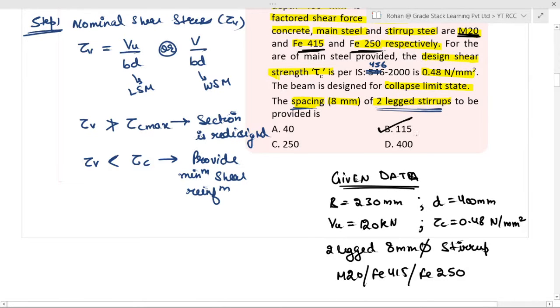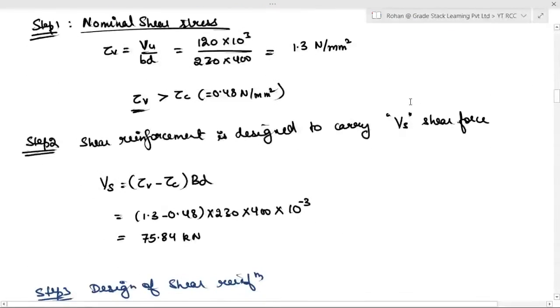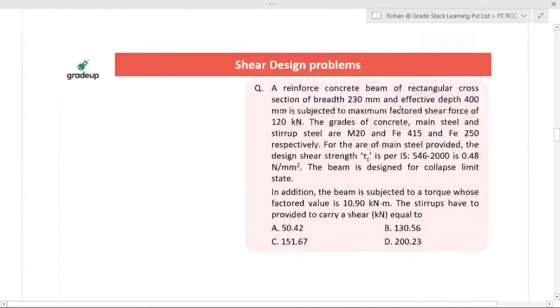B is the right answer, everyone. Clear? B is the right answer.